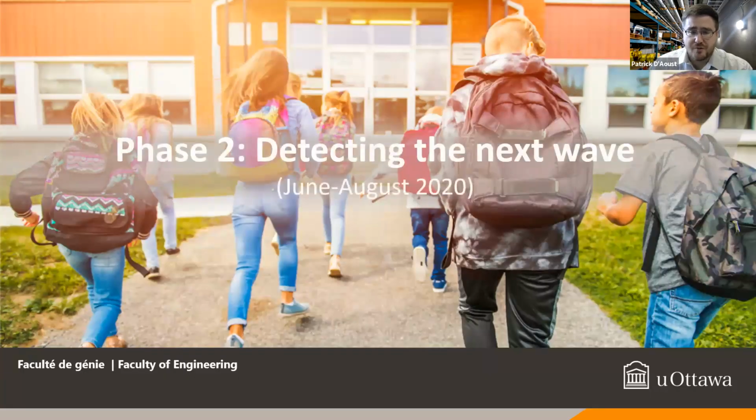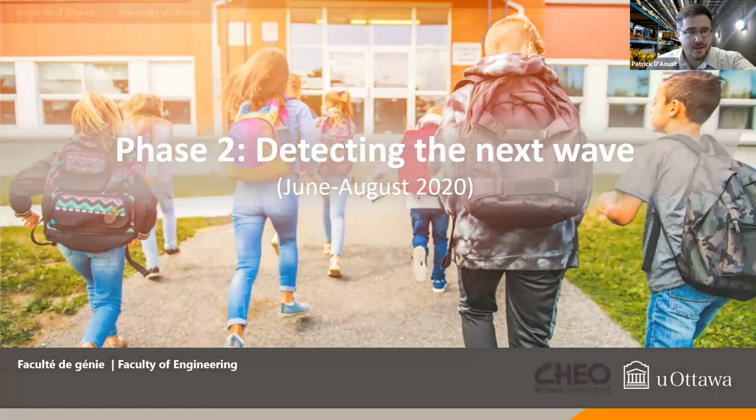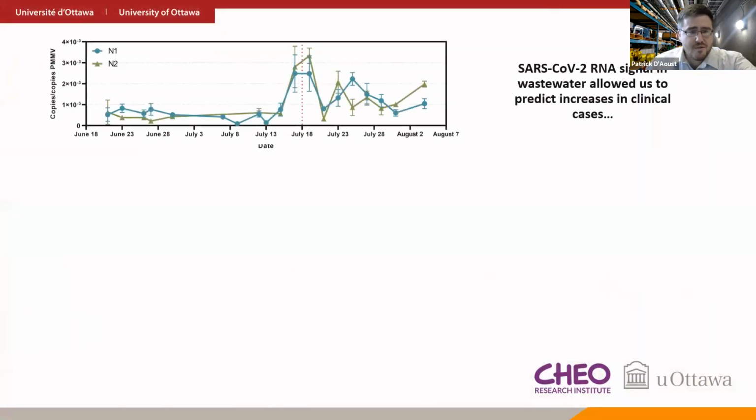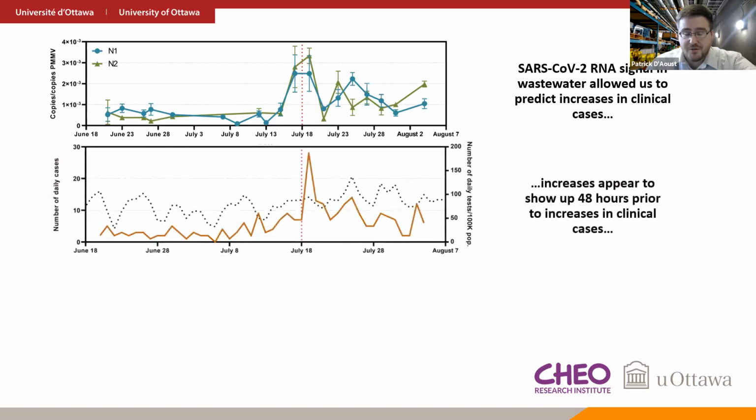Phase 2 of our project really was detecting the next wave. We basically caught the tail end of the first wave in Canada. Then we said, hey, can we keep doing this? Maybe start having higher frequency and see if we can detect the next increase. What we found is that when we started looking at data in July, we had a little peak in the SARS-CoV-2 RNA signal. When we compared it to the epidemiological data, we were able to see peaks in the wastewater SARS-CoV-2 signal approximately 48 hours prior to increases in clinical tests in Ottawa.